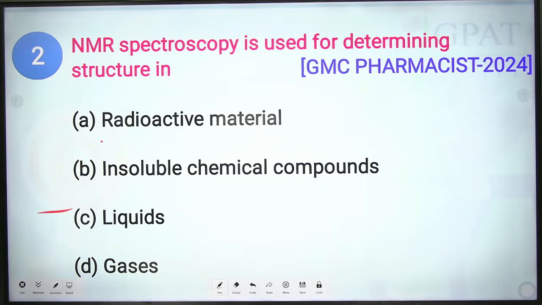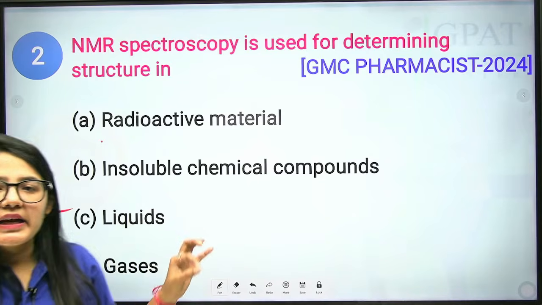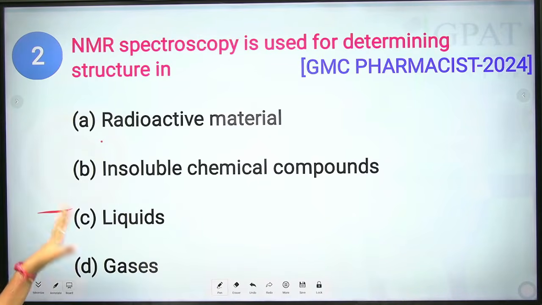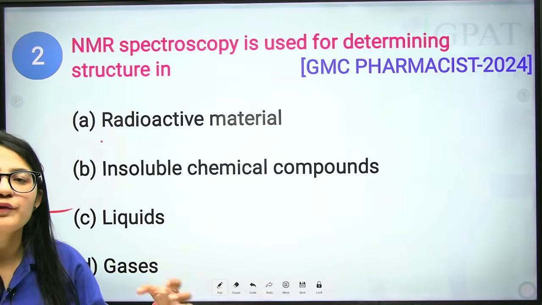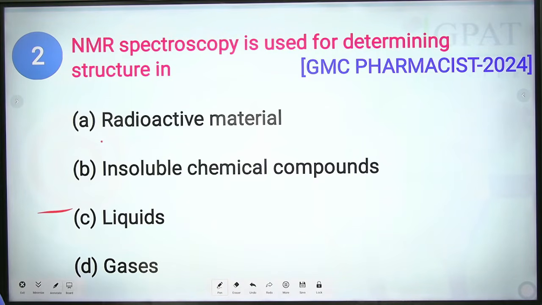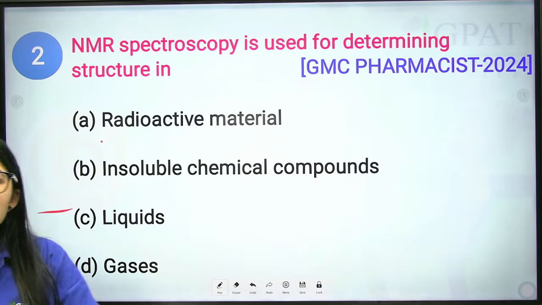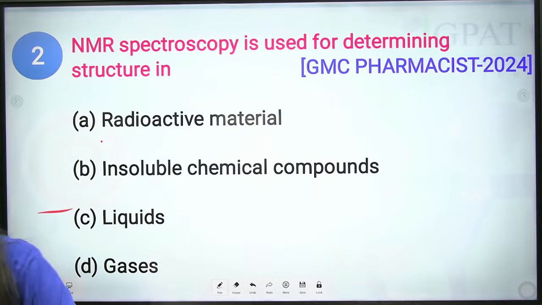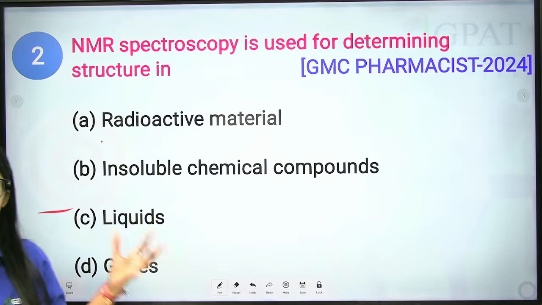Radioactive materials. What are radioactive materials? Radioactive materials are substances that emit harmful radiations. So this is incorrect because NMR is not for radioactive substances. They are not safe. Okay.